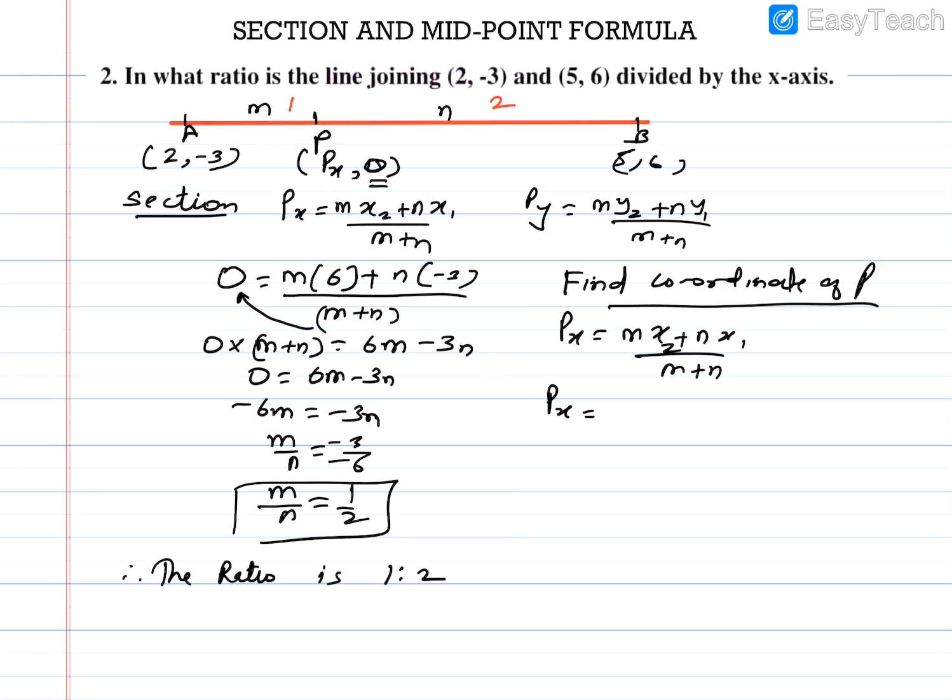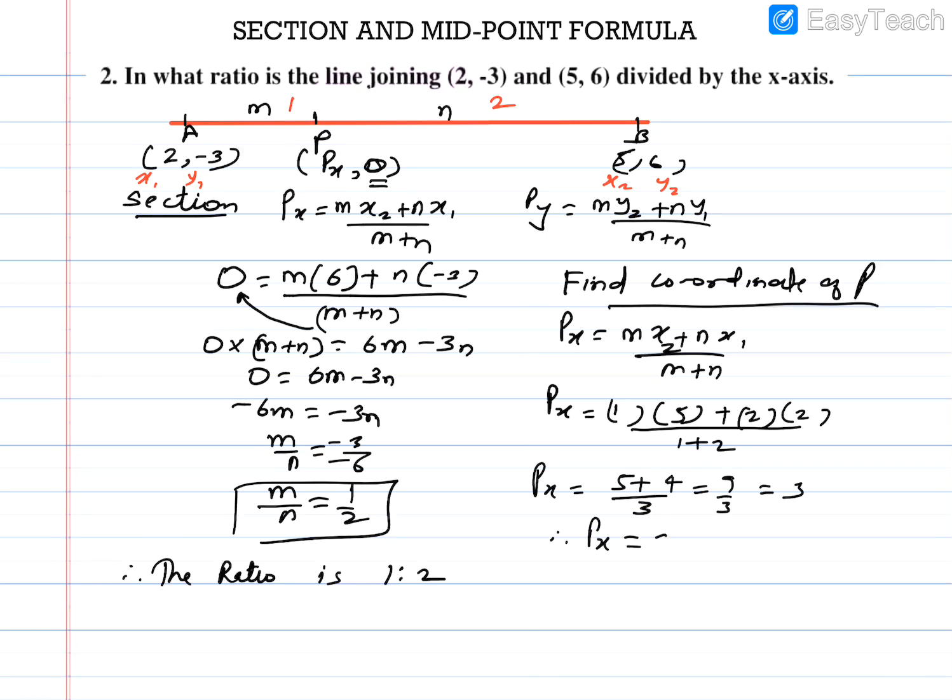So I'll write the formula. Px equals m into x2. What is x2? This is x1 y1, x2 y2. So 1 into x2, that is 5, plus n, what is n? 2, into what is x1? x1 is 2, upon m plus n, that is 1 plus 2. Px will be equal to (5 plus 4) upon 3, which is 9 upon 3. This will be 3. Therefore, Px is 3.